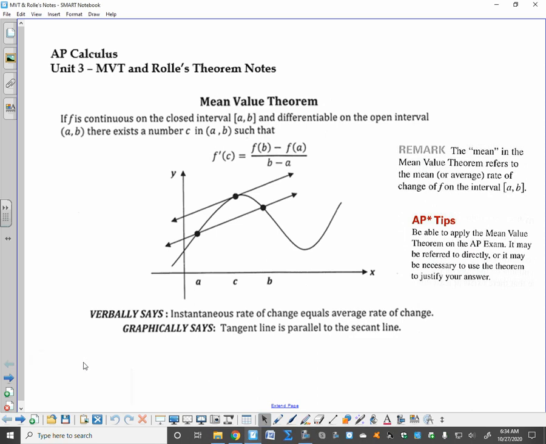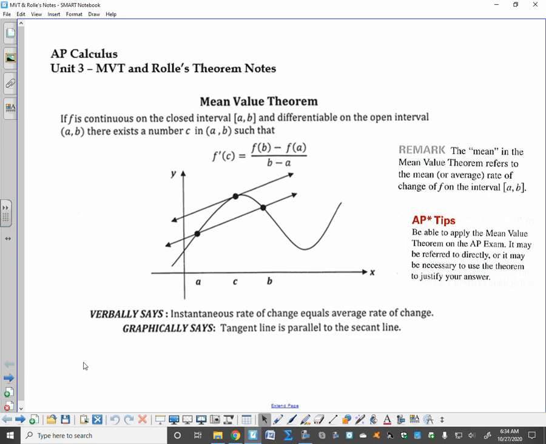Okay, so we're going to talk about two theorems today. One of them is the MVT theorem, and one of them is Rolle's. They are very similar, but have pretty much one basic distinction. Okay, so first we're going to talk about the MVT, which is short for the mean value theorem.